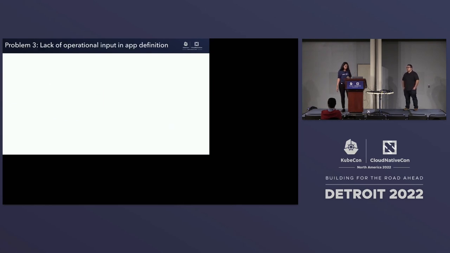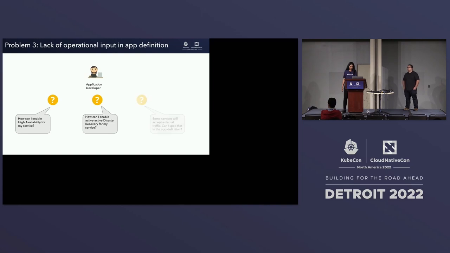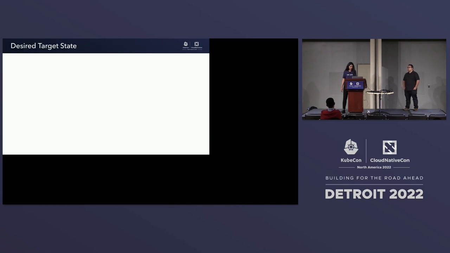Problem three, lack of operational input in application definition. Although we expose cloud and Kubernetes complexity, operational inputs such as, hey, how do I enable HA in my service using an application definition? How can I enable active-active DR? What if some of my services need external traffic and I need to specify that? How can I do all that as part of the application specification? We don't provide that today. So these were the top three problems that were actually plaguing our developer velocity from moving ahead.